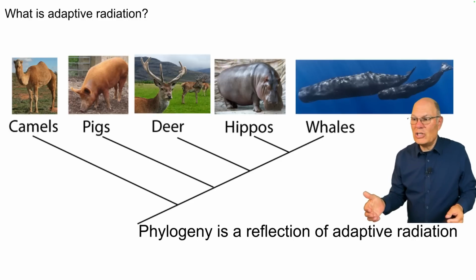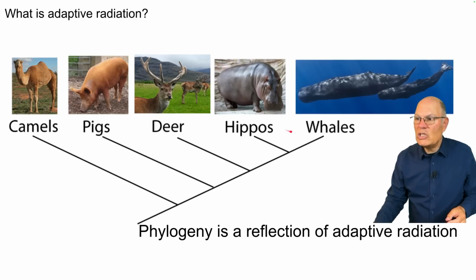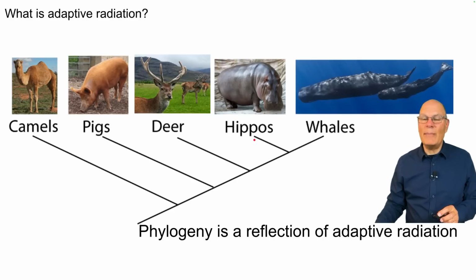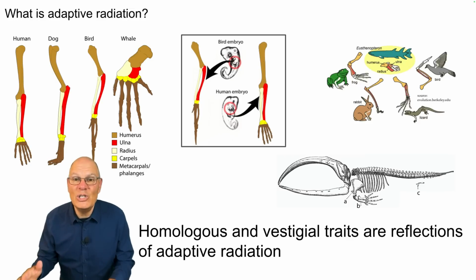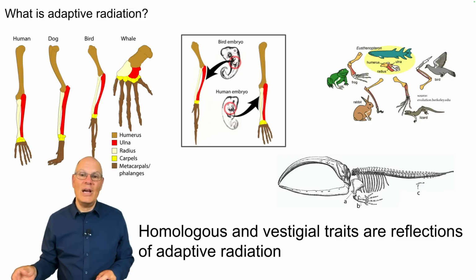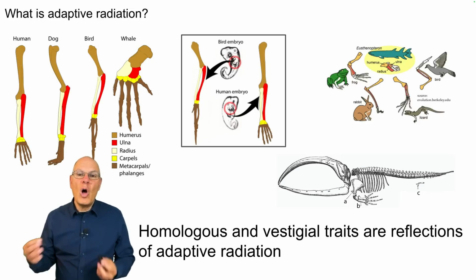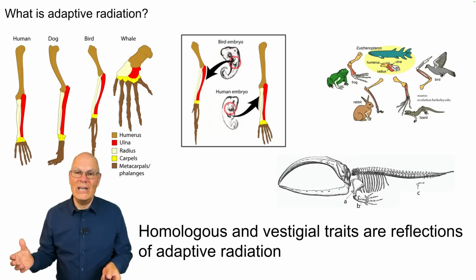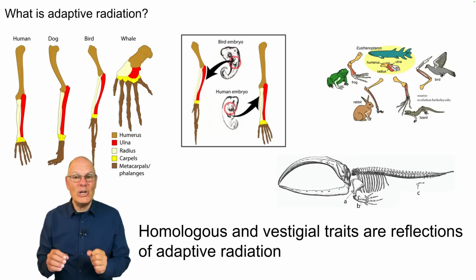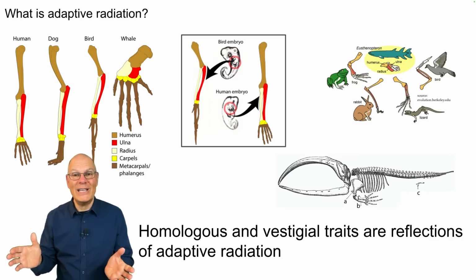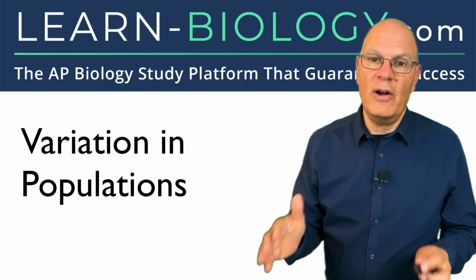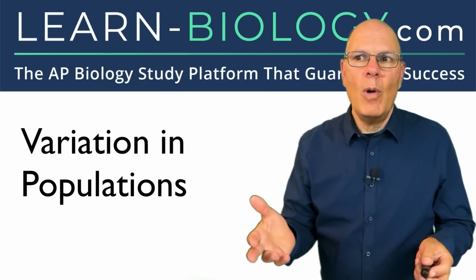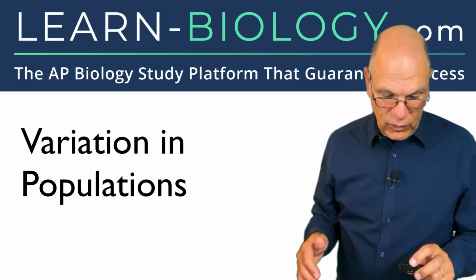Phylogeny is a reflection of adaptive radiation. Each of the different branches shows splitting from a common ancestor. That's adaptive radiation on a very large scale. Finally, homologous and vestigial traits, which we talked about in the context of evidence for evolution, are also a result of adaptive radiation. It's about splitting from a common ancestor and subsequent descent with modification. We're now going to pivot away from speciation and just look at the evolution of variation and its importance. So, why is phenotypic variation important for evolution?